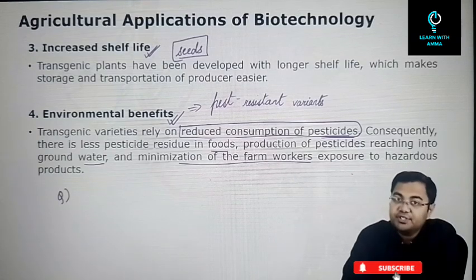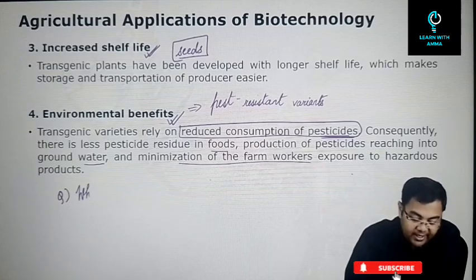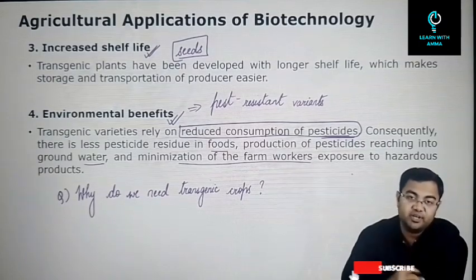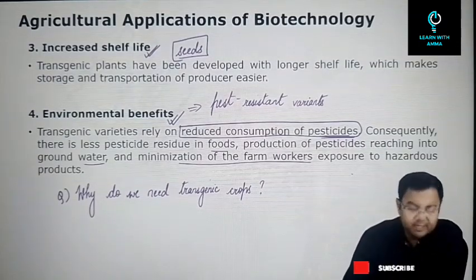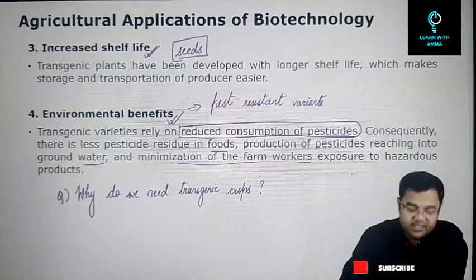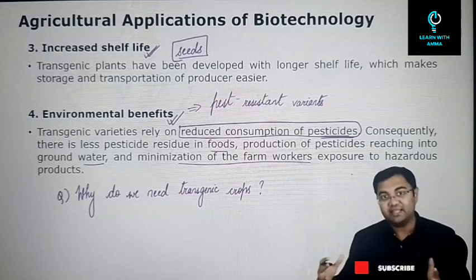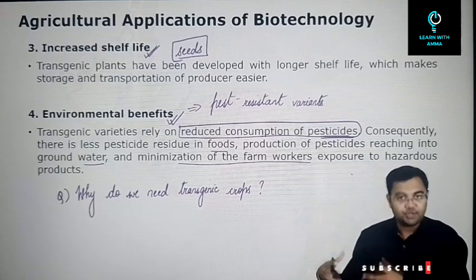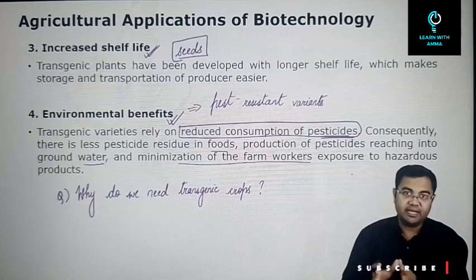So if there's a question in the mains examination regarding why do we need transgenic crops, then in that case you can actually use all these points. This question can very easily be asked for 150 words or 200 words or even for 250 words, and depending on the length of the answer expected from you, you can also deliberately shorten or lengthen a particular point that we discussed.